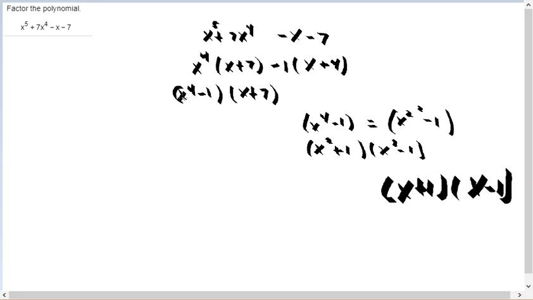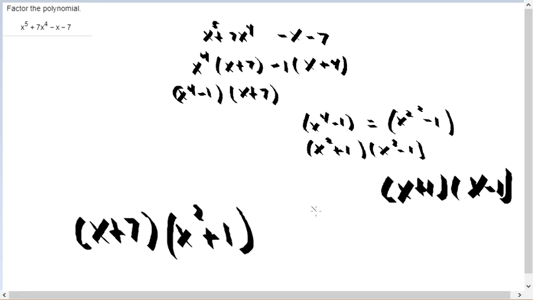Now putting all this together, we still have our x plus 7 there, so this will be the answer. x plus 7 times x squared plus 1 times x plus 1, x minus 1.